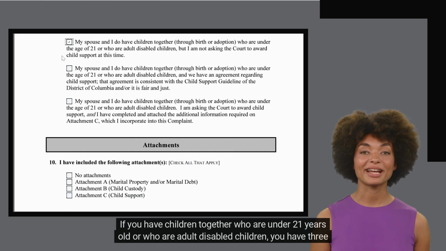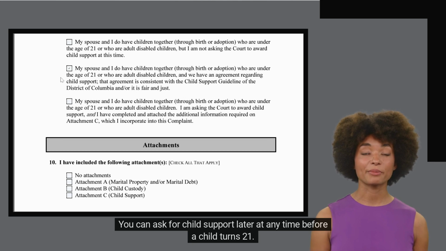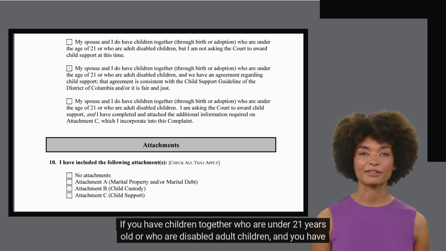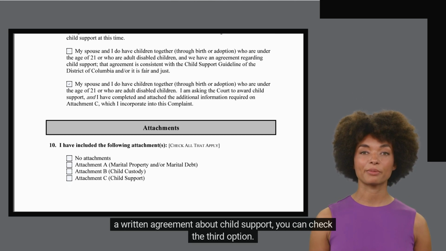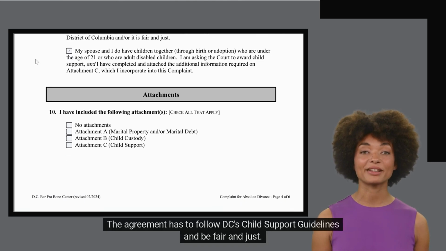If you have children together who are under 21 years old or who are adult disabled children, you have 3 options. First, if you do not want the court to decide child support at this time, you can check the second option. You can ask for child support later at any time before a child turns 21. If you have children together who are under 21 years old or who are disabled adult children, and you have a written agreement about child support, you can check the third option. The agreement has to follow DC child support guidelines and be fair and just.